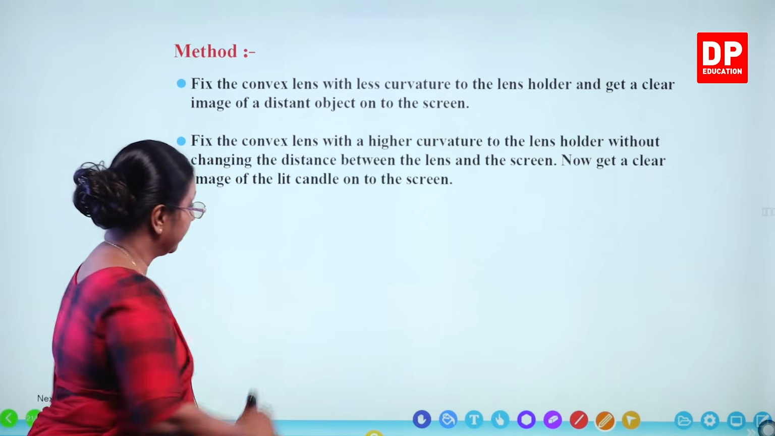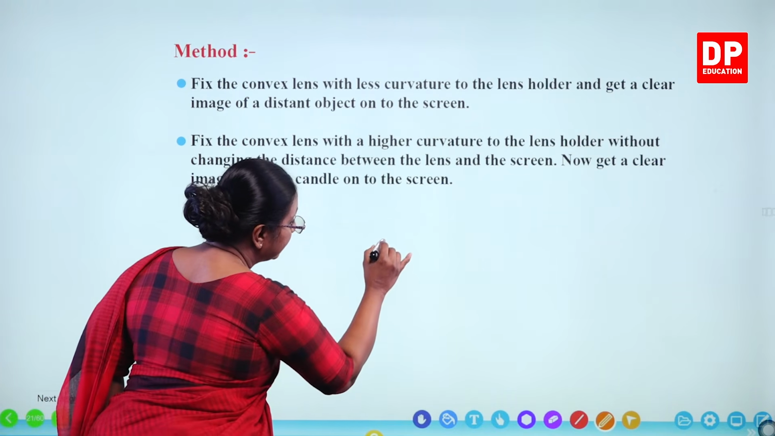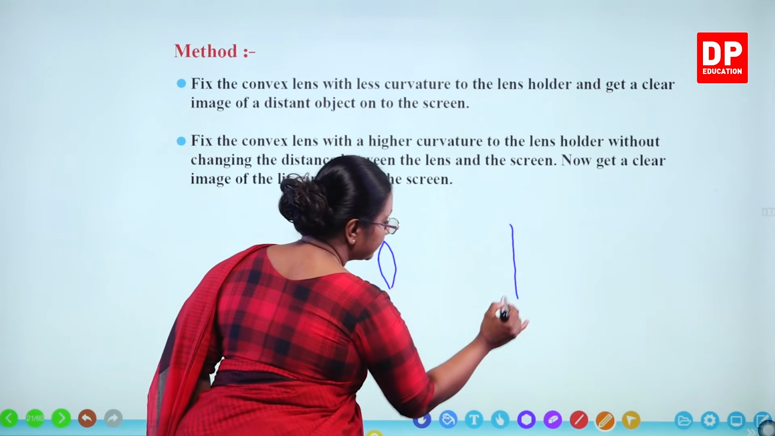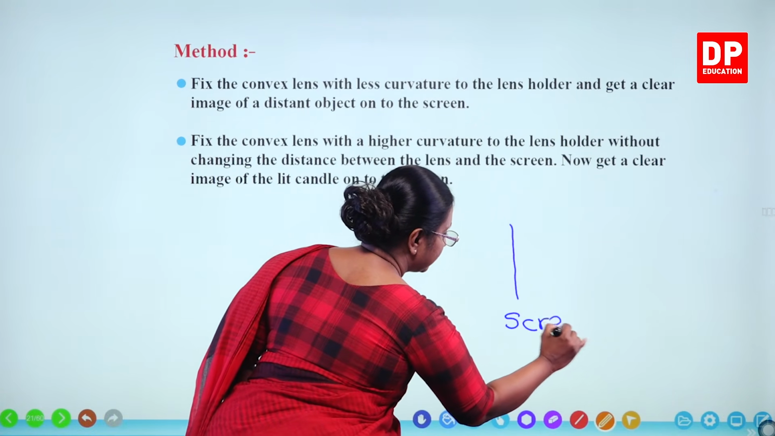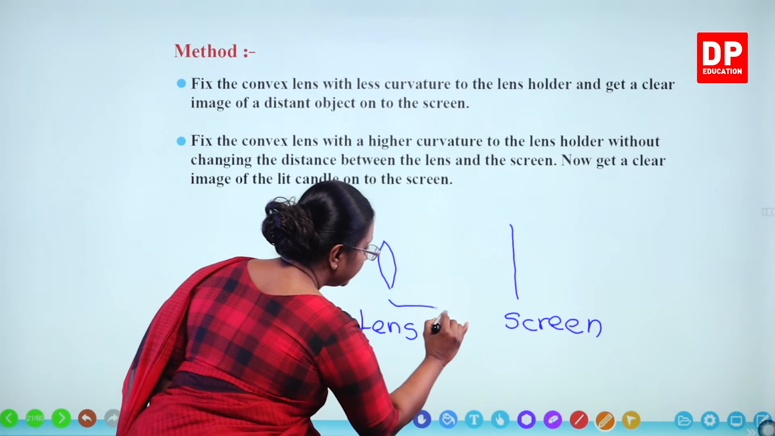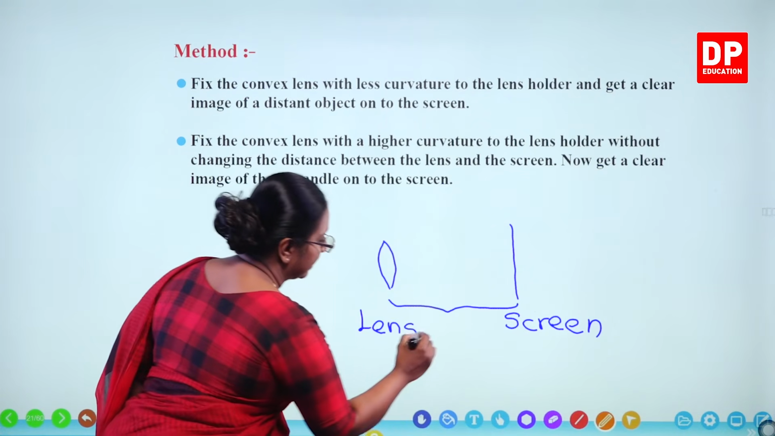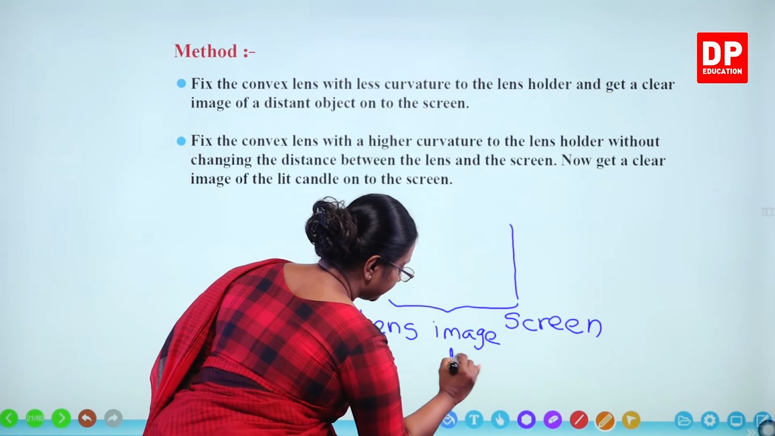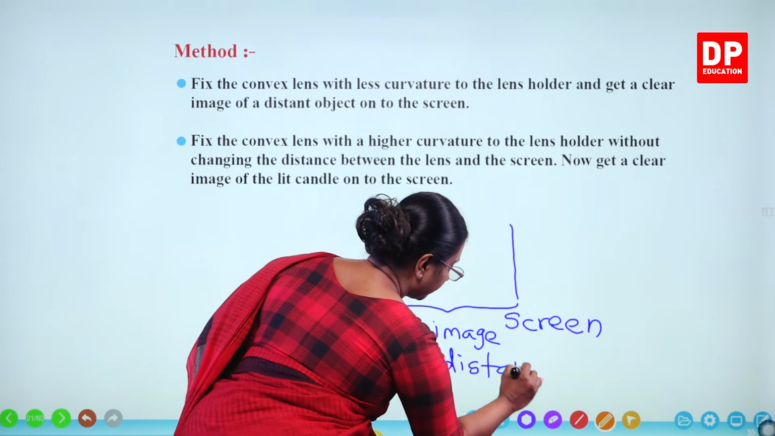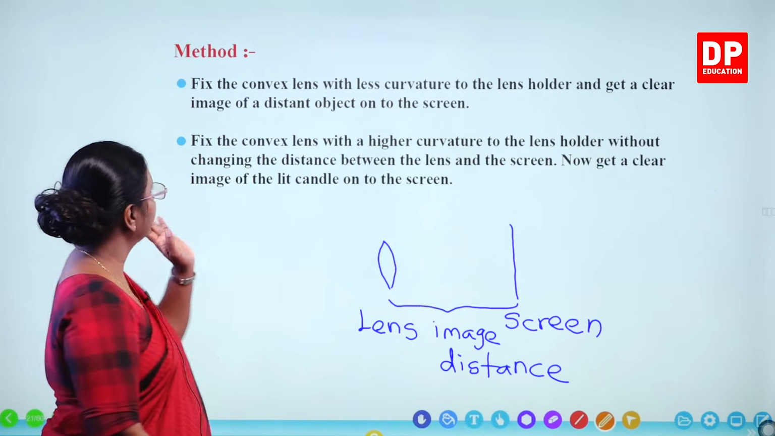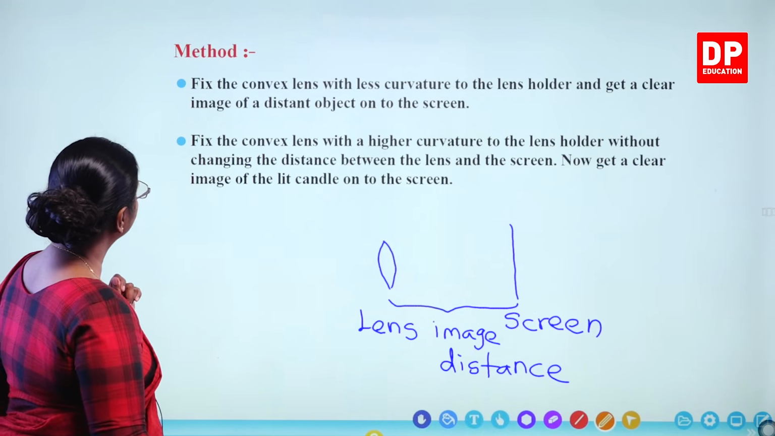What we will do is, we will have the lens at one point and we will fix the screen here. So this is the screen and that is the lens. So the distance between the screen and the lens is going to be the image distance. That is not going to change. So we'll see what we have to do.